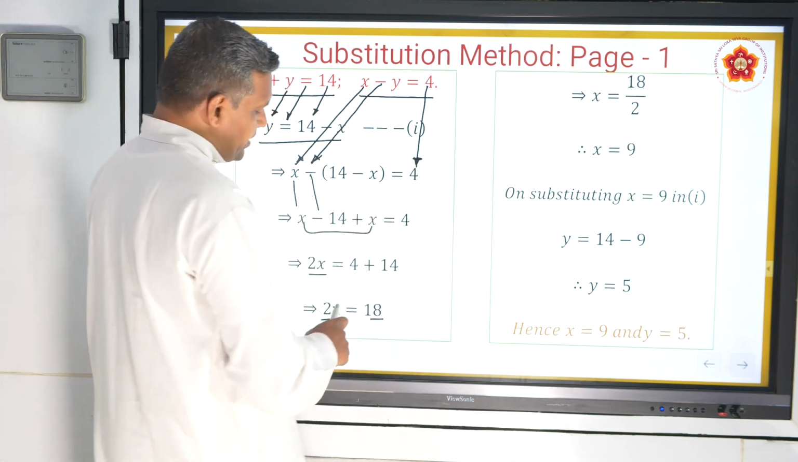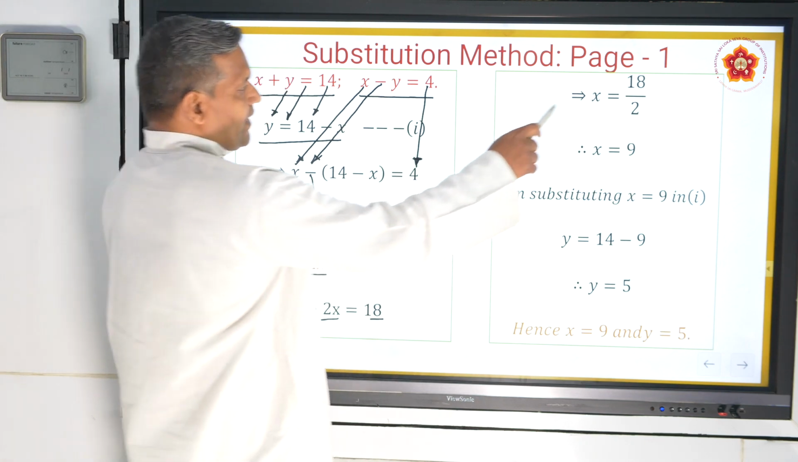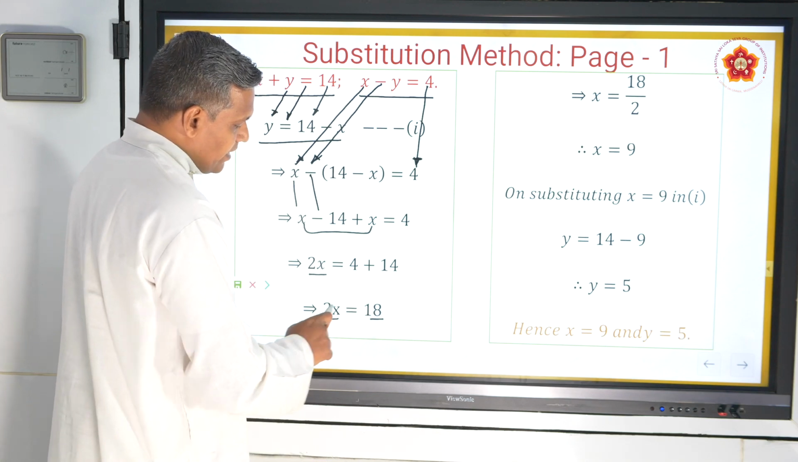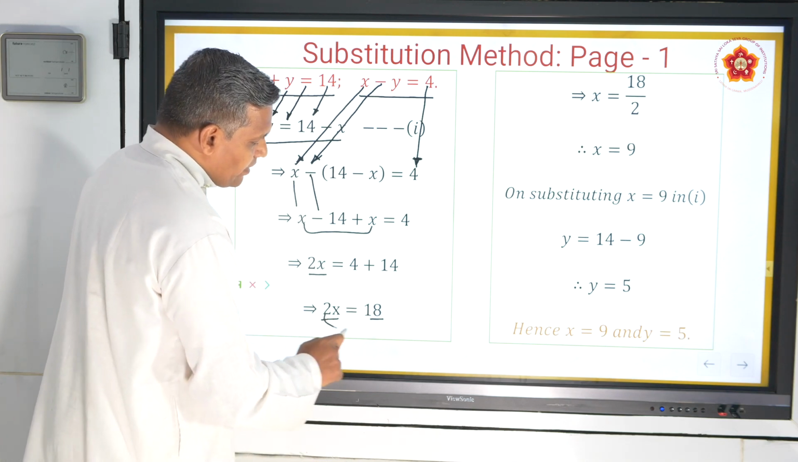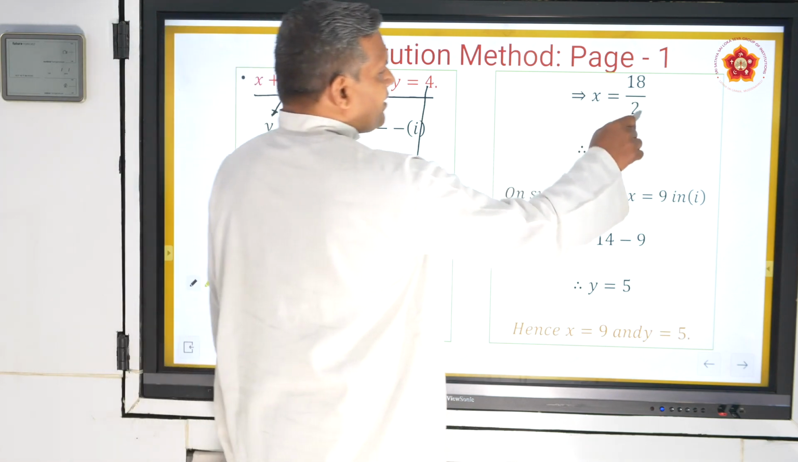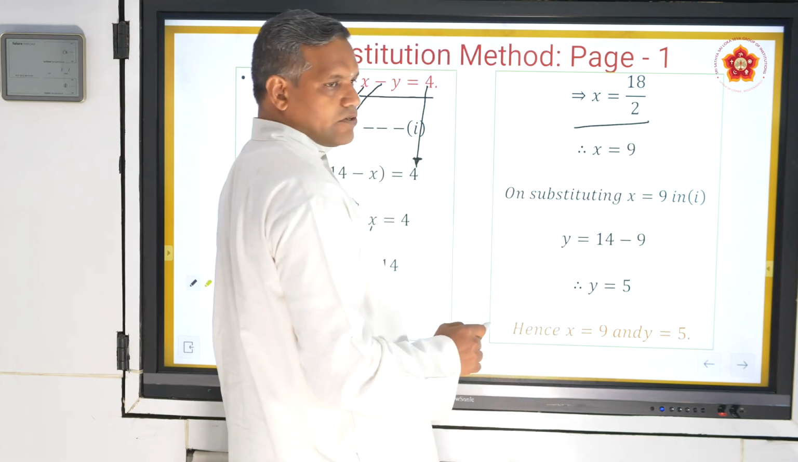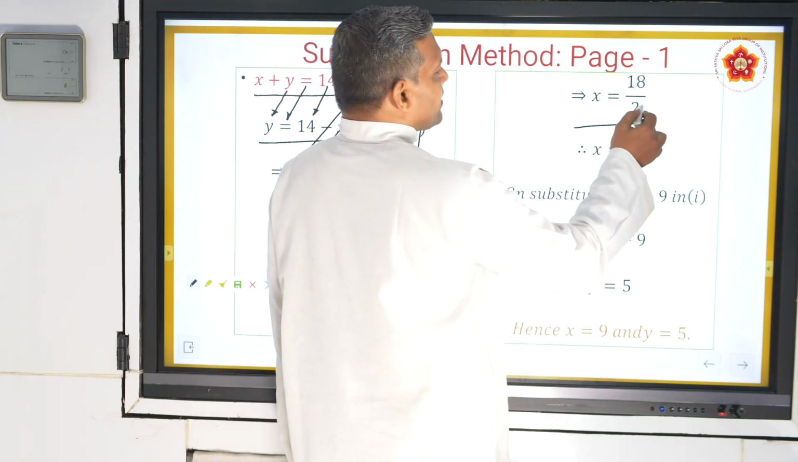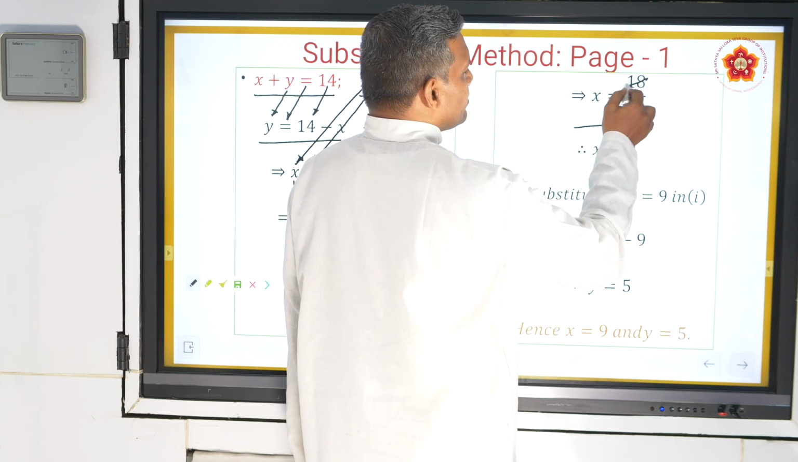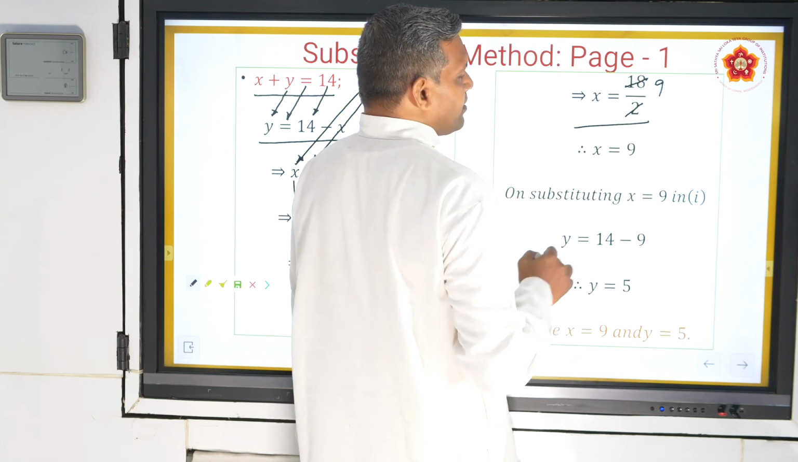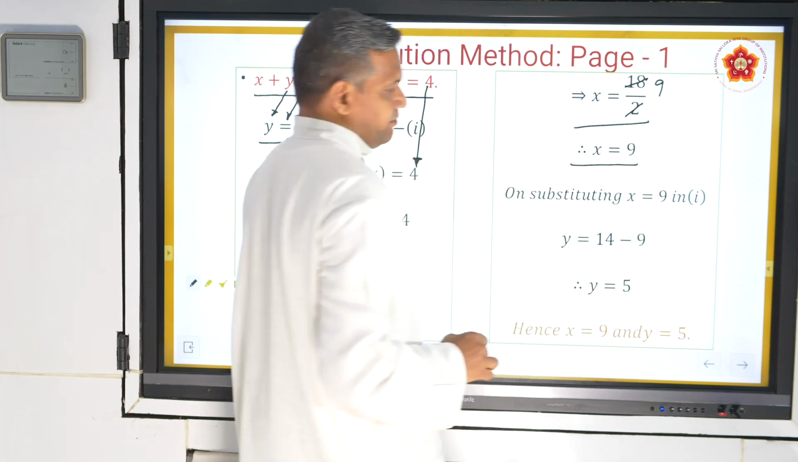Let us take the equation that side. 2x is equal to 18. So now x is equal to what? 18 remains as such. 2 is multiplied here. It will go to the denominator and by 2 it will become x is equal to 18 by 2. Cancel now. 2 ones are 2, 2 nines are 18. What is the answer? Obviously x is equal to 9.